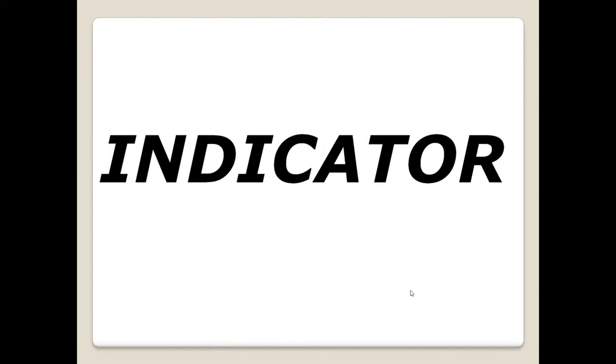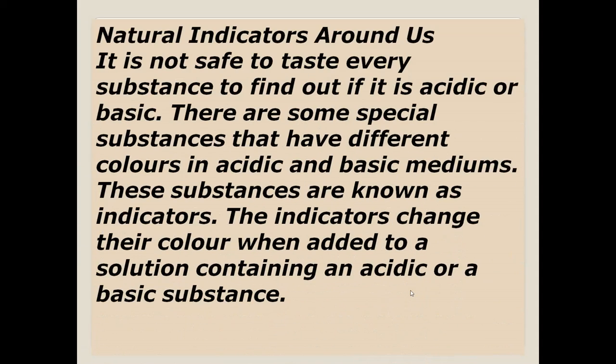Now let us learn what is meant by indicator. Every time we cannot taste and tell whether a given substance is sour or bitter. Based on sourness and bitterness, we cannot always tell which is an acid or which is a base, because sometimes it can be dangerous to taste all the substances. So we need to use some material to test whether the given substance contains an acid or a base. These substances are called indicators. Indicators are of two types, natural and artificial.